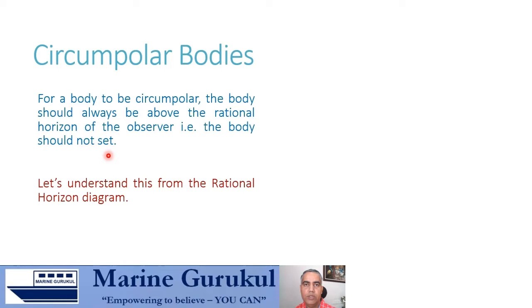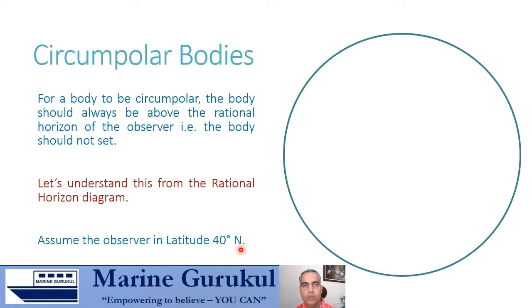Now let's try to understand when a body becomes circumpolar, or what the conditions are which lead to a body becoming circumpolar. This can be easily understood from a rational horizon diagram. Let's assume that our observer is in northerly latitude in the north hemisphere. You can assume latitude close to 40 degrees north or so, and let's make a rational horizon diagram for the observer. We have the rational horizon. We mark off the N, E, S, W points on the rational horizon.